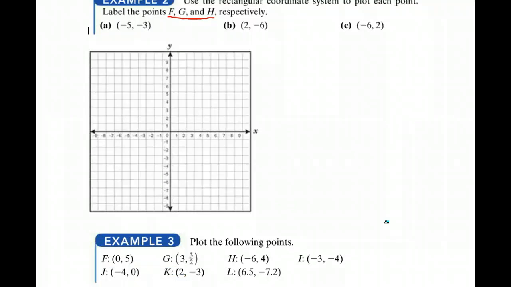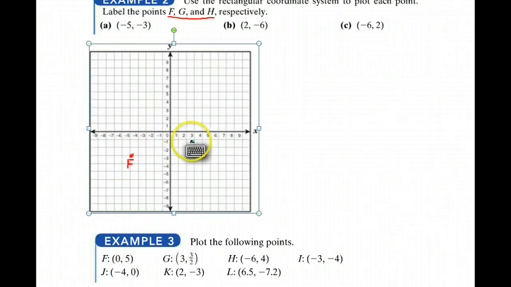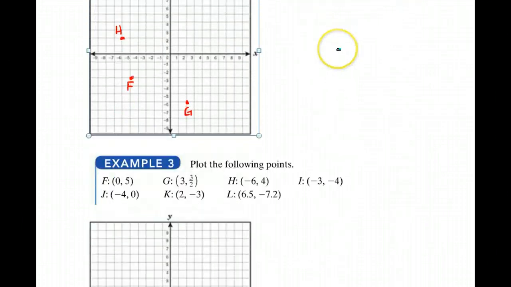Okay, for point F, you should have moved to the left 5 units and down 3 units. And that's point F. Point G, we should have moved to the right 2 units and down 6. There's point G. And point H, we should have moved to the left 6 and up 2. And there is point H. So hopefully you did okay with the graphing of those 3 points.